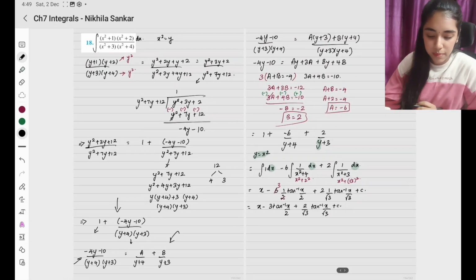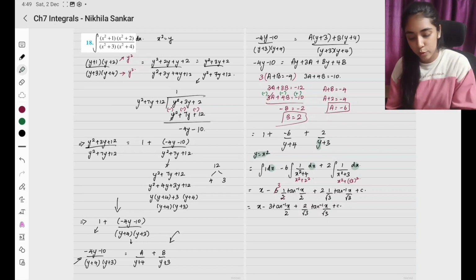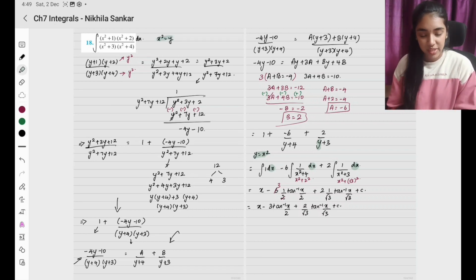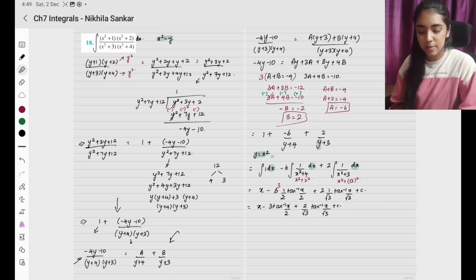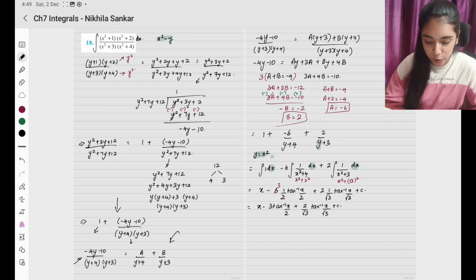Okay, please copy. This is a little long question, but it's very easy. First of all, I am putting the value for x square in that. Then I am solving everything. Before taking the integral, I am resubstituting y equals x square. We use the partial fraction method here.